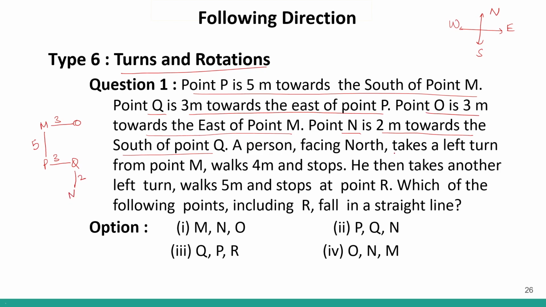Now, a person is facing north. He takes a left turn from point M. So from point M, left will be this side. He will go this side, walks for 4 kilometers and stops. Then he takes another left turn. So left turn will be this side, and walks for 5 meter and stops. So he will be in line with P and Q, and this point is called R. We have to find out which of the following points, including R, will fall in a straight line. So including R, the only thing that falls in a straight line is R, P and Q, which is option number 3. So option number 3 will be your correct answer.